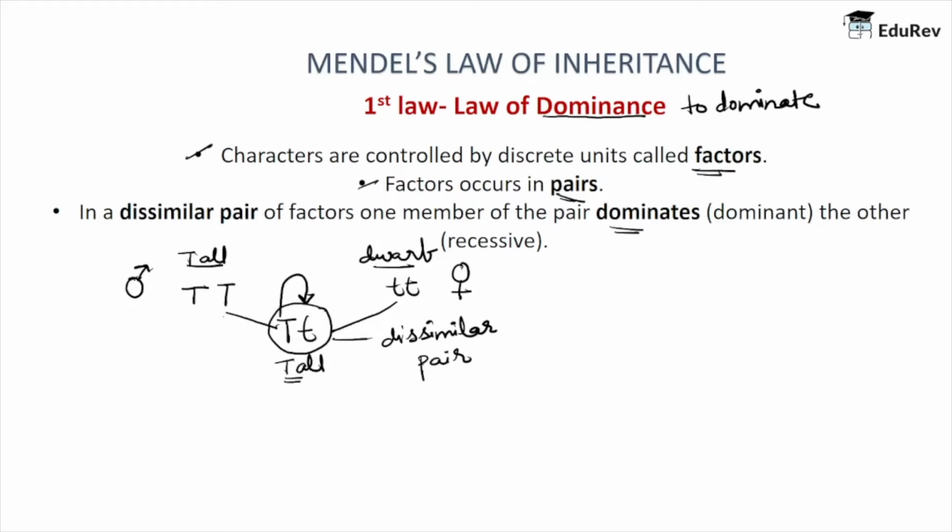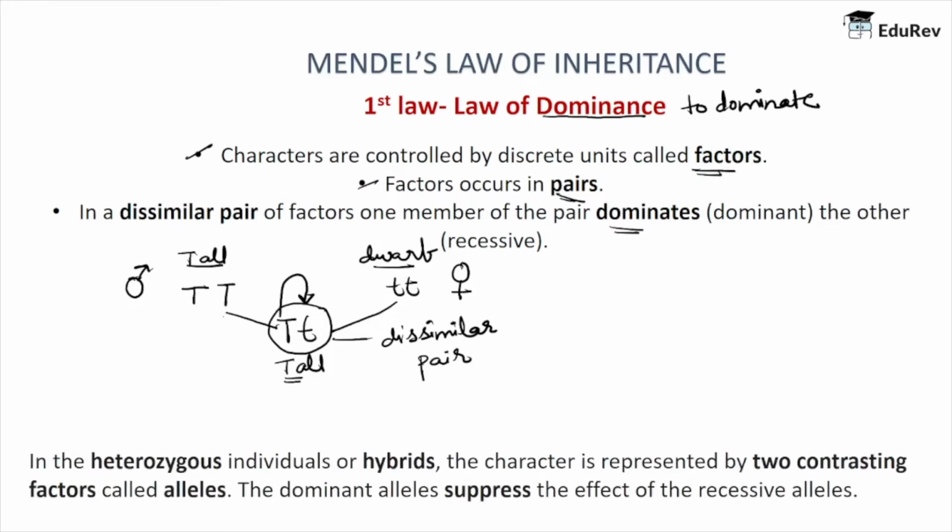So according to the law of dominance, the definition is that in the heterozygous individuals, remember we are talking about heterozygous individuals and not homozygous. In homozygous we cannot find the law of dominance because they both are equally expressing. So that is why we are taking a heterozygous individual, or we call it a hybrid.